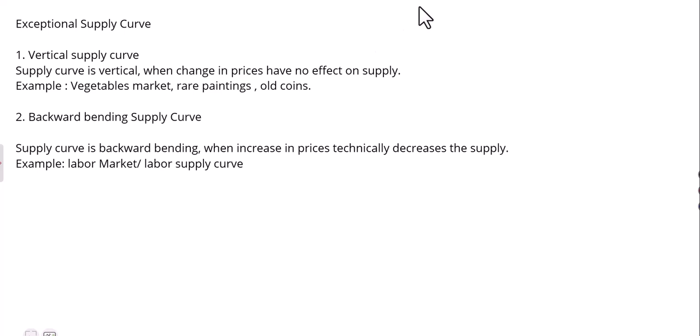In today's lecture, we are going to discuss the exceptional supply curve. Basically, in our normal routine, we have seen that the supply curve has a positive slope. So the normal supply curve is like this. On the y-axis we have price and on the x-axis we have quantity of supply. So this is our normal supply curve.